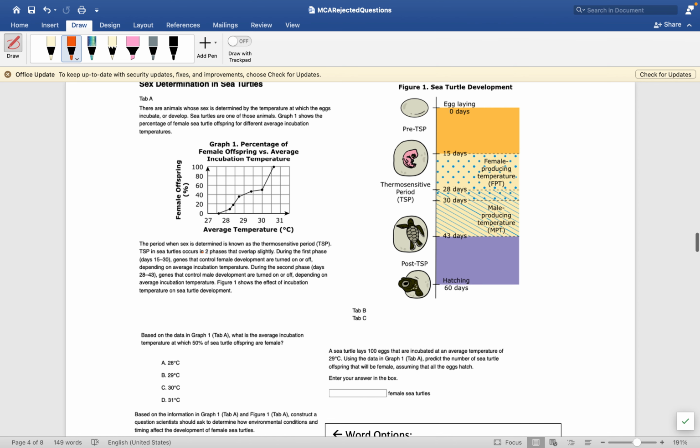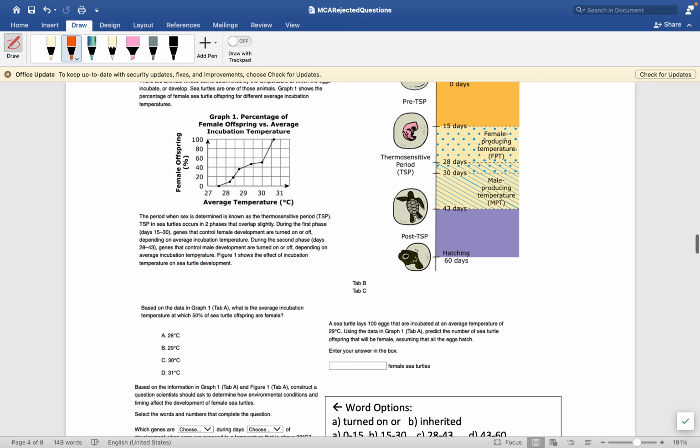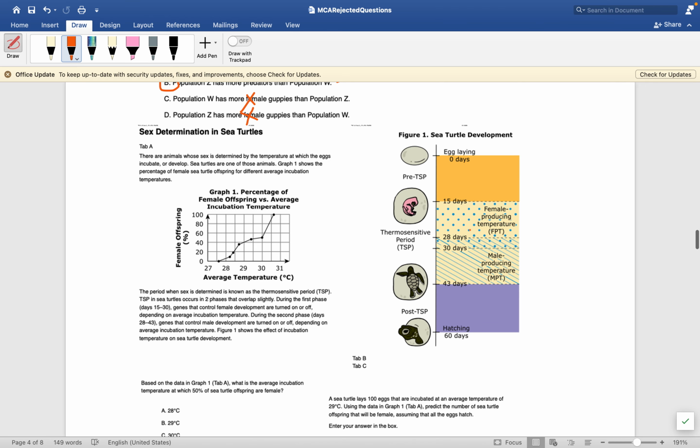The period when sex is determined is known as the thermosensitive period. The thermosensitive period in sea turtles occurs in two phases that overlap slightly. During the first phase, genes that control female development are turned on or off, dependent on the average incubation temperature. During the second phase, genes that control male development are turned on or off, dependent on average incubation temperature. Figure 1 shows the effect of incubation temperature on sea turtle development. So here's that. You can see it goes from 0 to 60. And then this is our thermosensitive period. The dots represent female producing temperature and males are these lines, and there's that overlap.